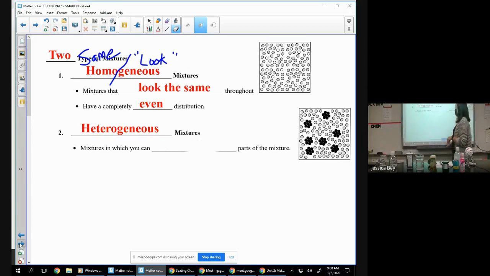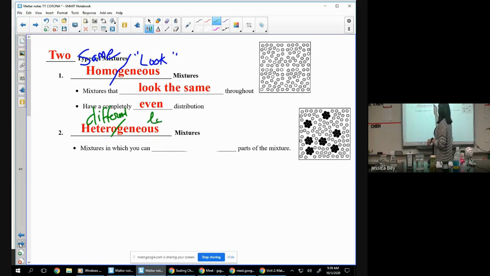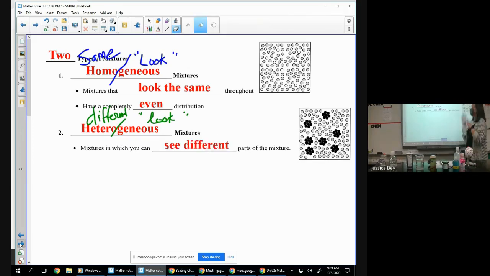And in a heterogeneous, let's break that down. Hetero means different. And geneous means look. Okay, that's the Latin part of it. So these are mixtures in which you can see different pieces and parts. For instance, I have some salad dressing up here. Can you see in this salad dressing some of the herbs and some of the oil and the water? Can you see the different chunks and pieces in here? This is a heterogeneous mixture, okay?